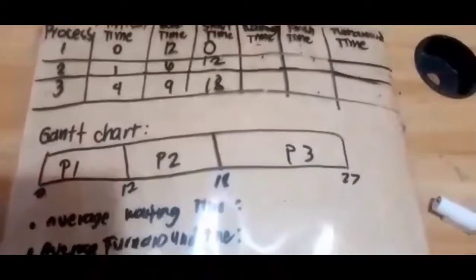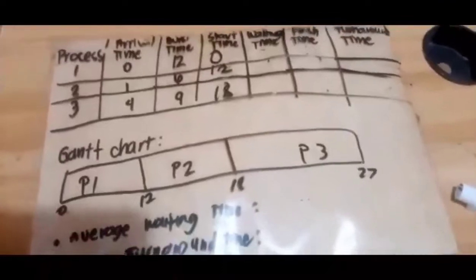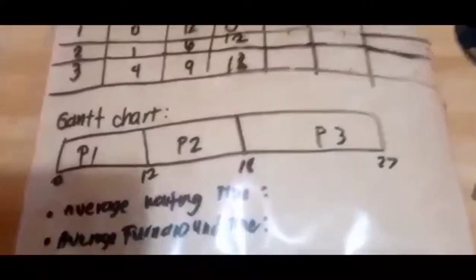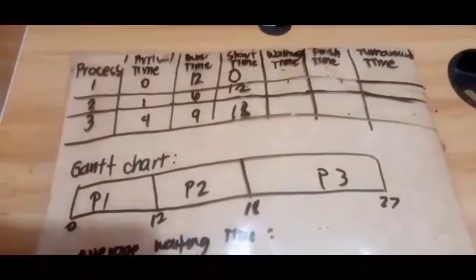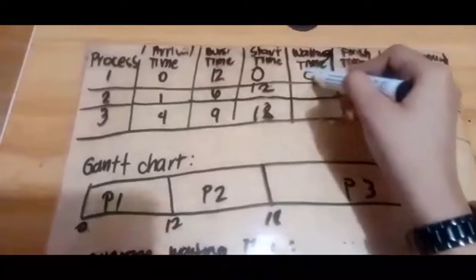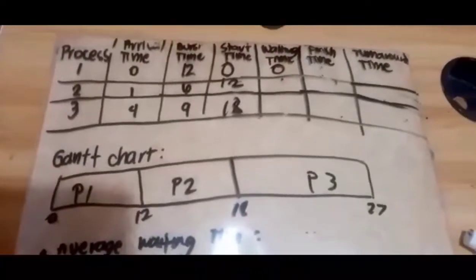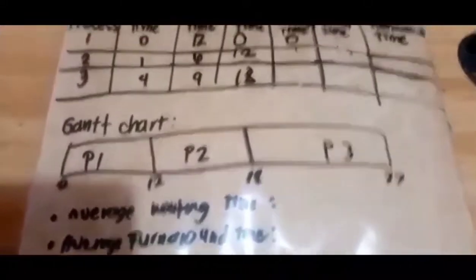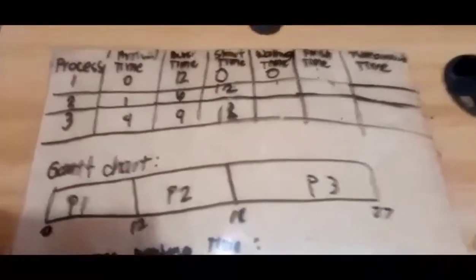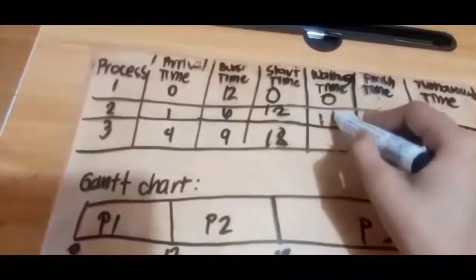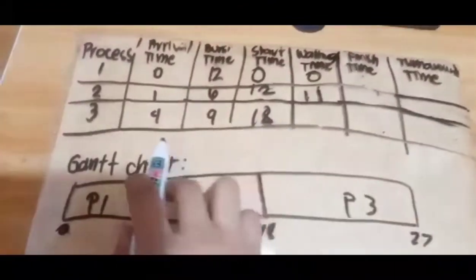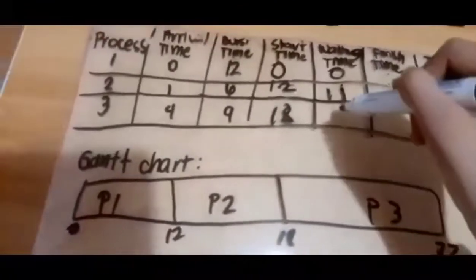Next is the waiting time. In order to get the waiting time, we need to subtract arrival time from start time. So start time is 0, arrival time is 0, so the waiting time for process 1 is 0. For process 2 it is 12 minus 1, which is 11. For process 3, start time is 18 and the arrival time is 4, so the answer will be 14.